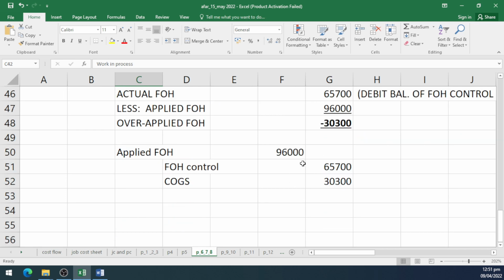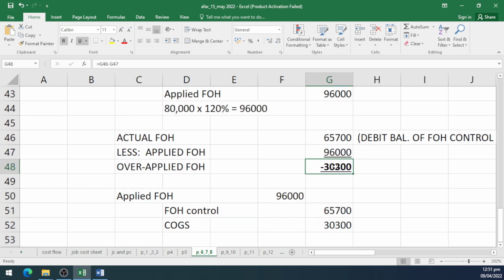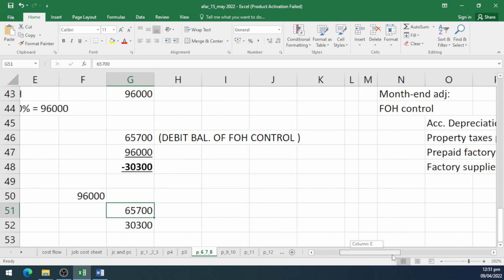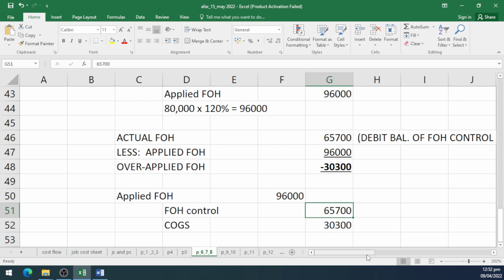Ngayon, ito po yung ating computation ng over-applied. Mas mataas yung applied kaysa actual. So that is over-applied. Negative amount, so we are going to credit the cost of goods sold. I-close lang natin yung applied na 96. So debit po yun. I-close yung factory overhead control. I-credit 65,700. And the balance 30,300. That is credit to cost of goods sold. Yan po ang ating tungkol sa factory overhead.